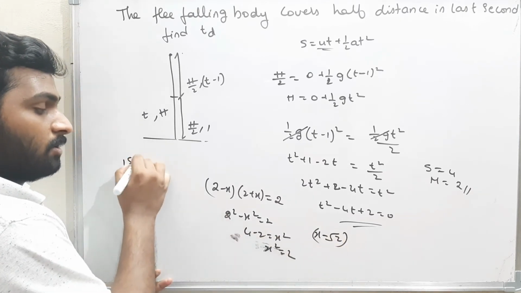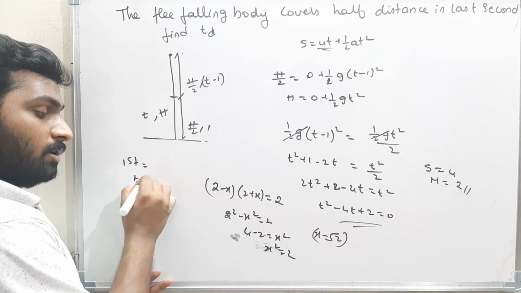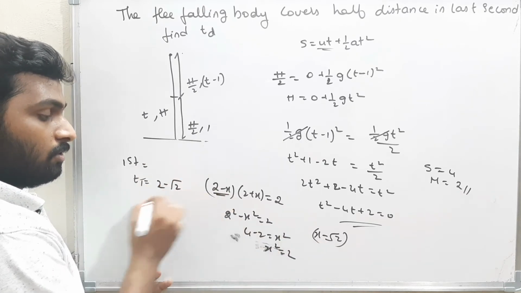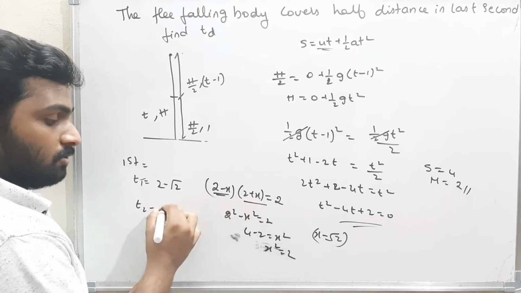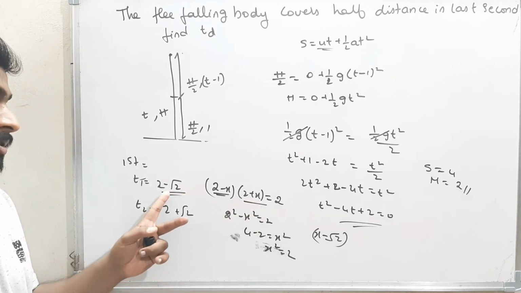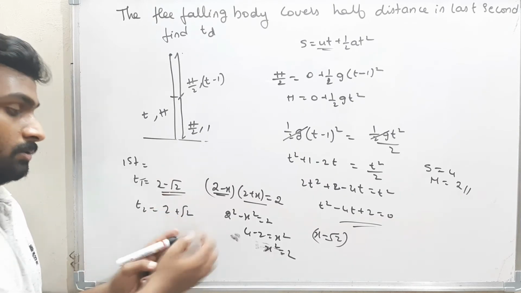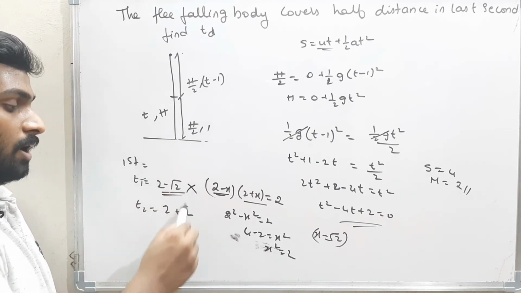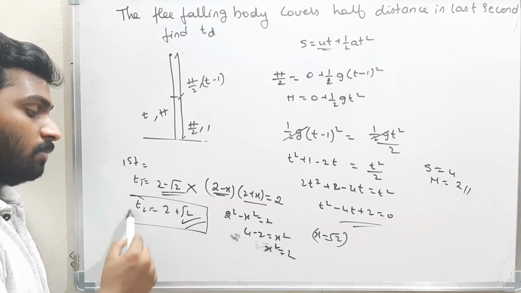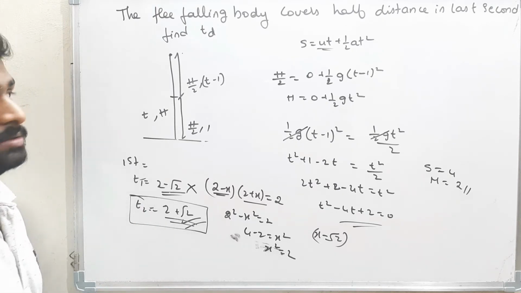Therefore what is the first root? The first root t1 is this one, that is 2 minus root 2. And what is t2? This one, that is 2 plus root 2. If I calculate this, this time I won't take that one, I will take this time only. Therefore the time taken by the body is 2 plus root 2 seconds.